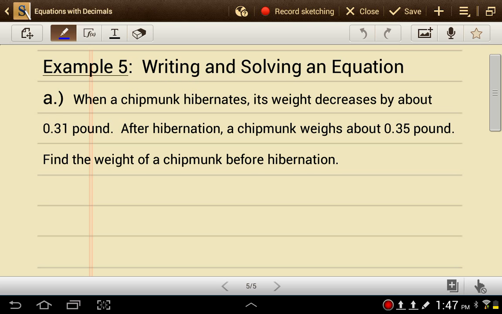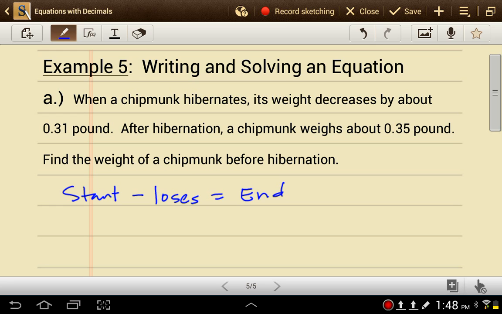So in this problem, what we want to think about is kind of a timeline. So when I'm thinking about this chipmunk, we got its starting weight minus how much it loses, and that's going to equal its ending weight. So that's kind of what I'm thinking about as my numbers.